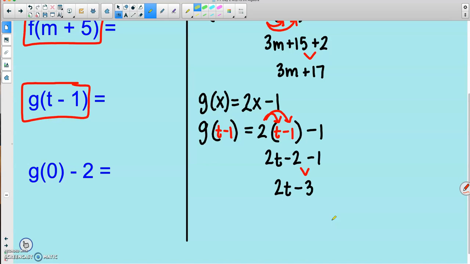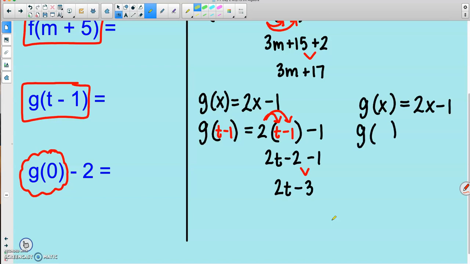Okay, now the third one looks different from the first two. What I want you to focus on here is this first, g of 0. So I'm going to figure out what g of 0 would be equal to. So if I replace x with 0, so x is turning into 0. 2 times 0 is 0. Minus 1 is -1. So what's happening here is g of 0 is -1.